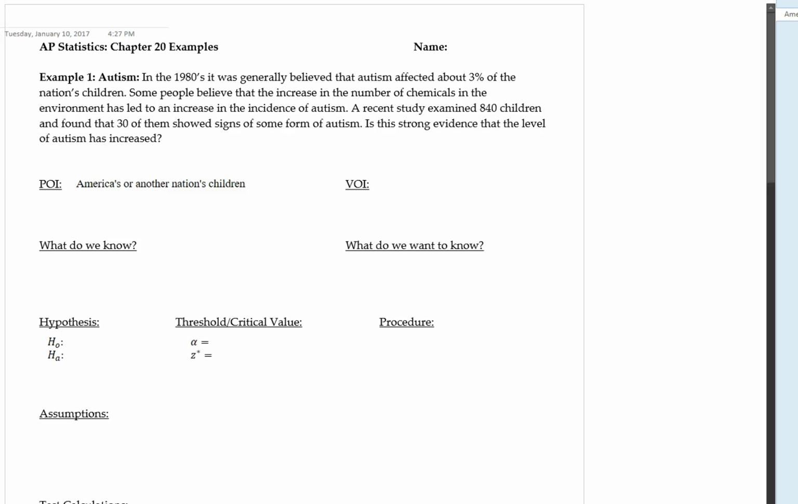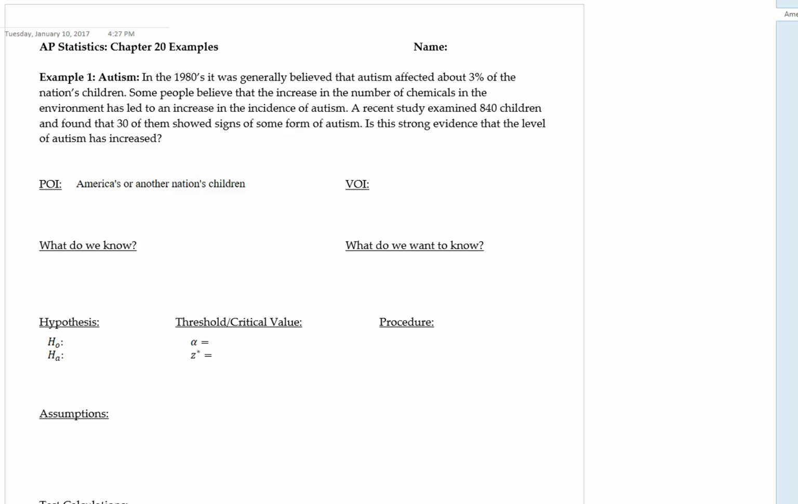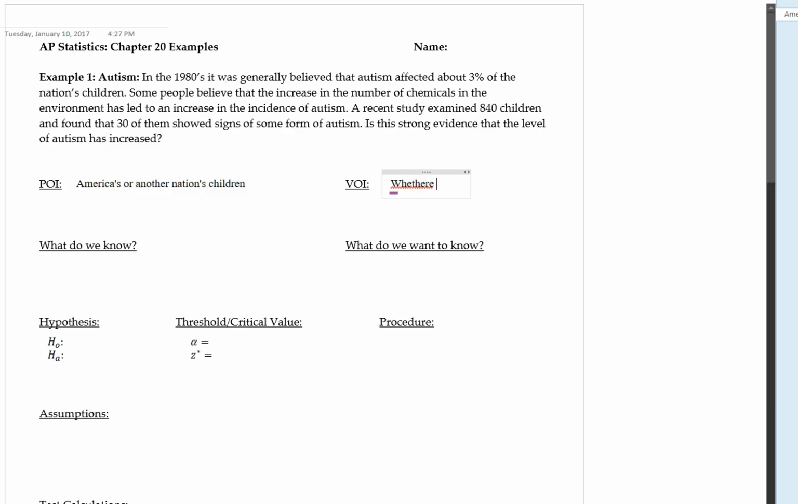The variable of interest in this case is the incident rate of autism. So I think it's really whether or not a child has autism, shows signs of autism. So we're not going to delineate different levels of autism here. It's just they have it or they don't.